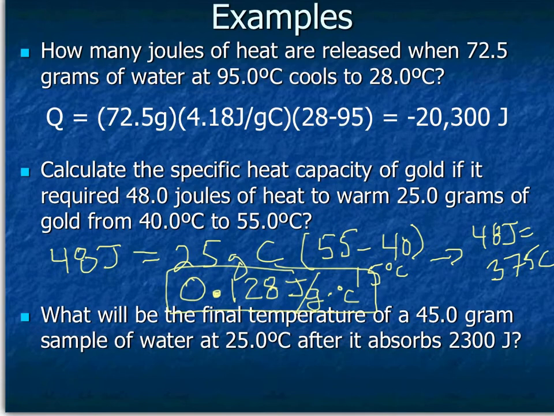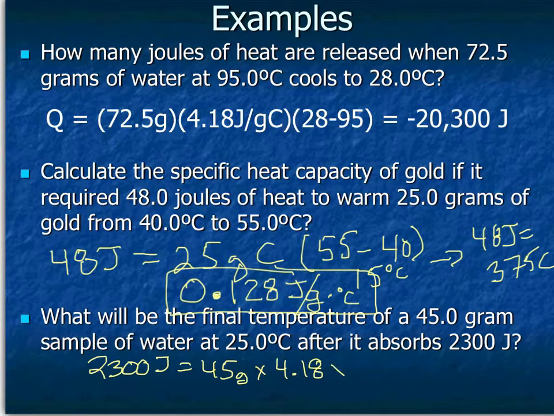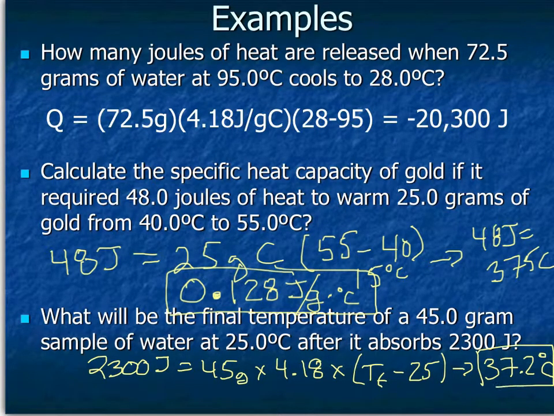And I'm going to move this up a little bit. Then our answer for the last one is 2300 joules equals 45 grams times 4.18 times delta T, which is T final minus T initial. That's 25. And the answer you would get for T final would be 37.2 degrees C. That's T final.